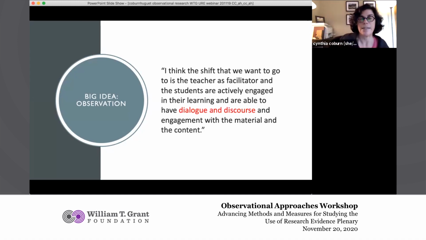For example, one of the keywords was discourse. I remember one of the hits was somebody just saying, well, I'm going to discourse with my partner about that. That is not about discourse in a classroom, and we would throw out that particular hit. But here's an example of something that would get pulled up. Quote: I think the shift that we want to go to is the teacher as facilitator and the students as actively engaged in their learning and are able to have dialogue and discourse in the engagement with material and the content. Something to notice is that it's nowhere near as nuanced as the original big idea that I shared with you. Especially in observations, you get allusions that are a little more general, but sometimes you get mentions that are quite specific, so there's a range.